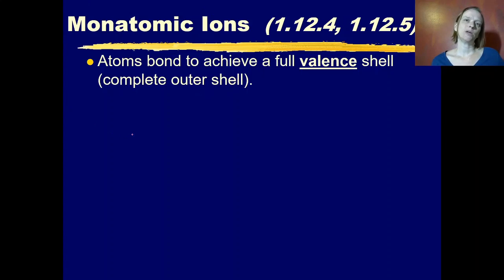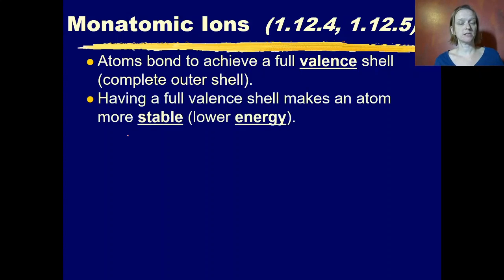Earlier in this unit, we talked about how certain elements are very reactive, like sodium is very reactive because it just has one valence electron. It's just one electron away from having a full valence shell. Atoms bond to achieve a full valence shell, a complete outer shell. Why do they do this?